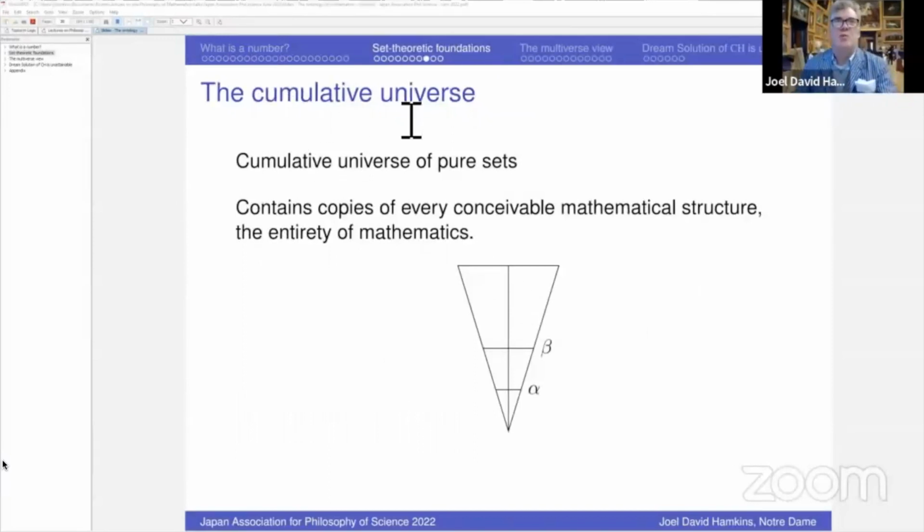So we have this cumulative universe picture of the set theoretic universe. We're starting only with the empty set at the bottom, and then we have the set containing the empty set, and the set of all subsets of those things and sets of those and so on. And we iterate transfinitely and get the cumulative universe of all sets. So this universe contains copies of every conceivable mathematical structure. In a sense, the entirety of mathematics can be viewed as existing within this set theoretic universe.